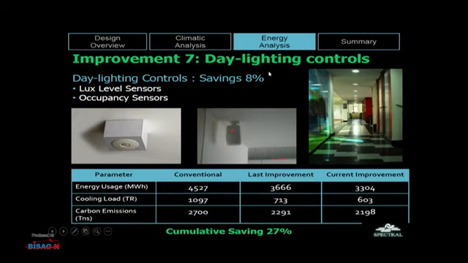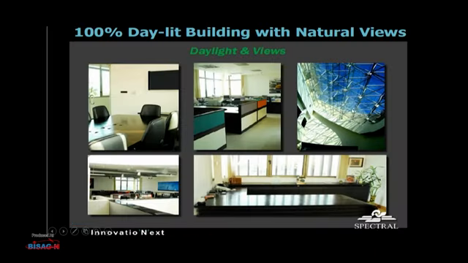Daylighting controls are again electronic equipment already being used in markets: lux level sensors and occupancy sensors, and from this we can achieve saving of up to 8%, again a huge saving. You can see these are office rooms which do not use any non-renewable energy sources.